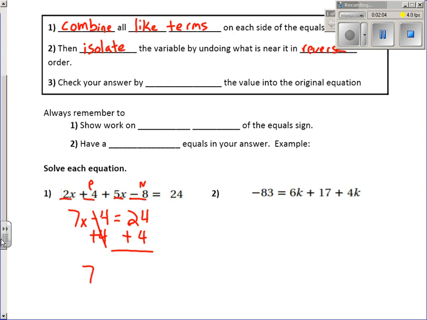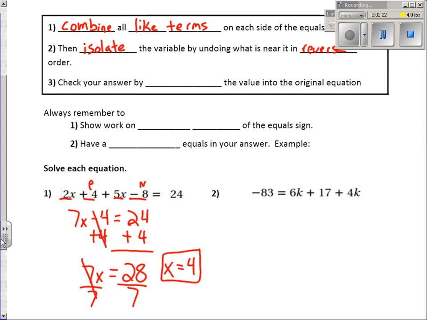Now notice how I'm bringing down everything. This is key. Make sure you're bringing down everything. Now we're having multiplication. To undo multiplication, we divide. And 28 divided by 7, it gets us 4.